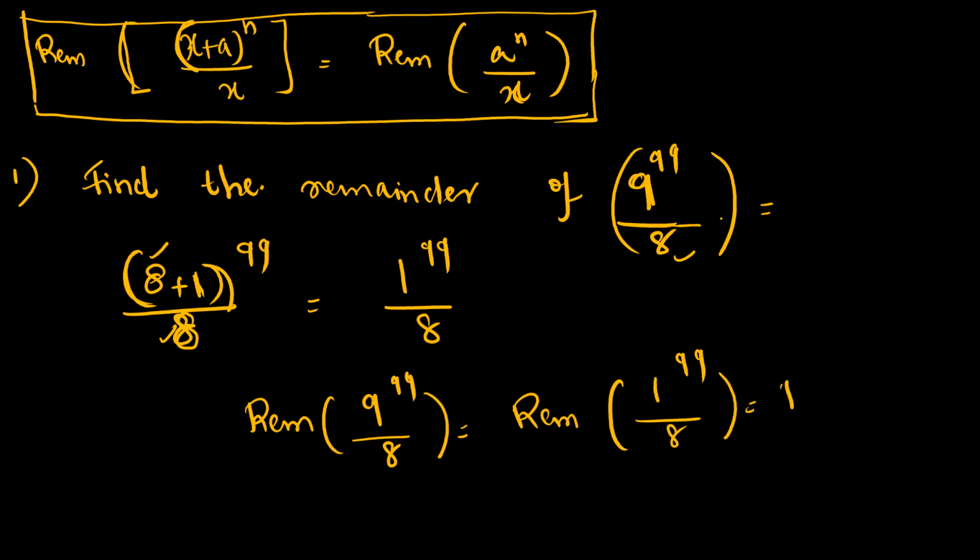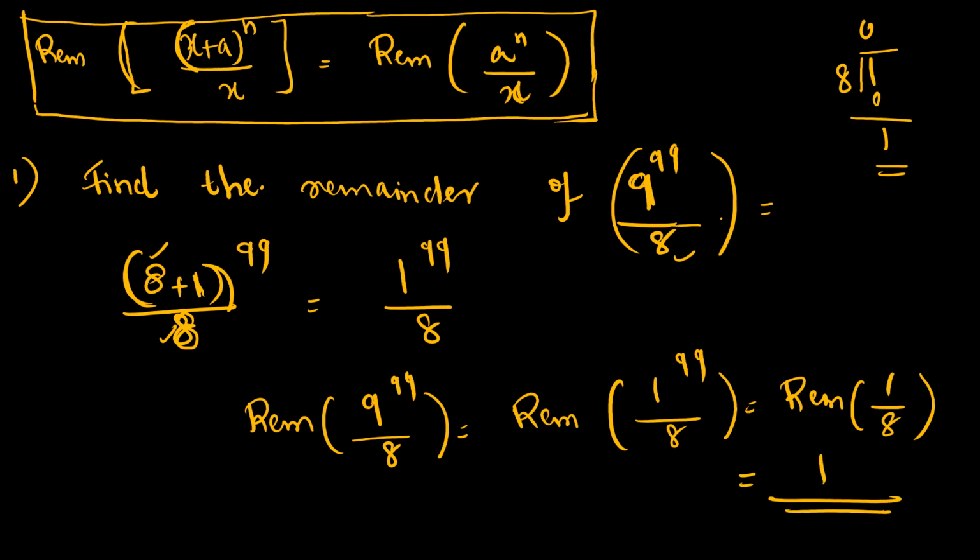Okay, what is this? 1 raised to 99 is 1. 1 by 8. What is the remainder of 1 divided by 8? When 1 is divided by 8, what is the remainder? Remainder is 1. Remainder will be 1. So, the answer is 1. This is how we use the remainder polynomial theorem to find the remainder.